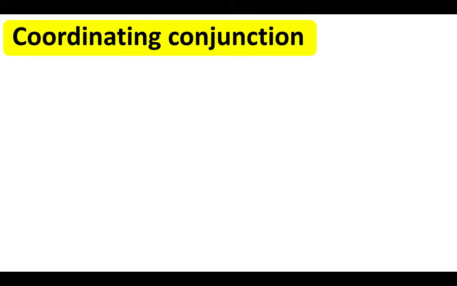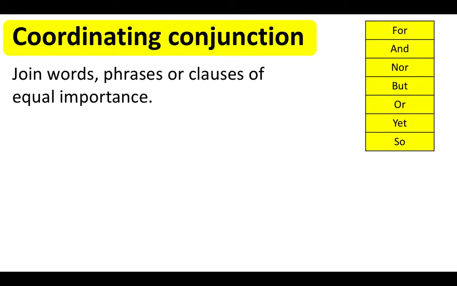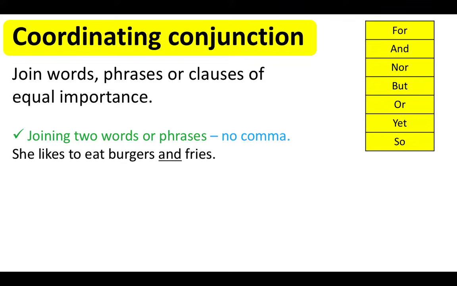Coordinating conjunction. This type of conjunction is used to join words, phrases, or clauses of equal importance. This includes for, and, nor, but, or, yet, so. When joining two words or phrases, we generally don't require a comma. She likes to eat burgers and fries.